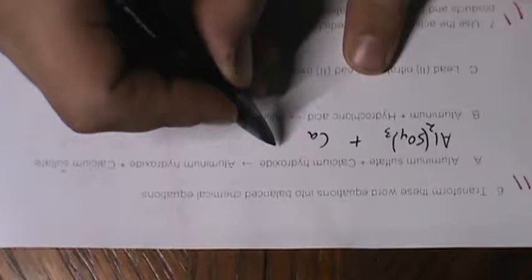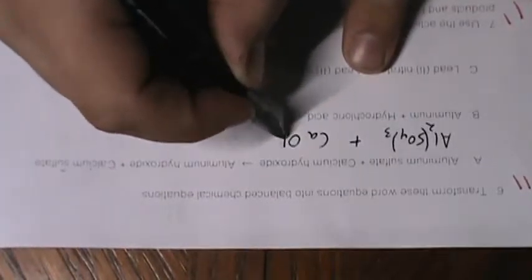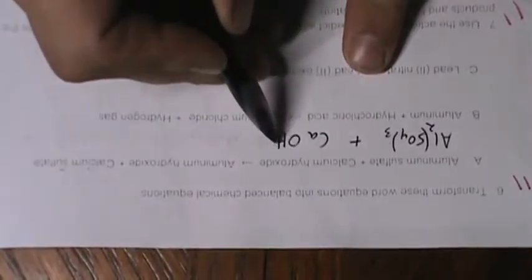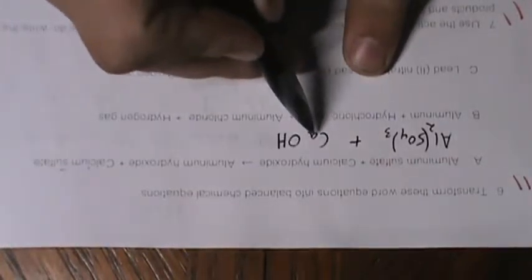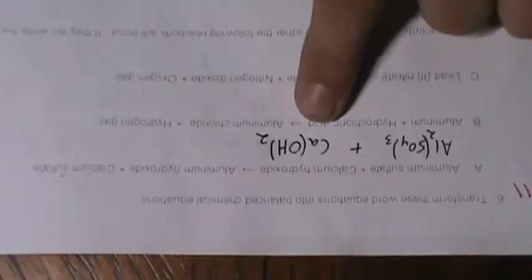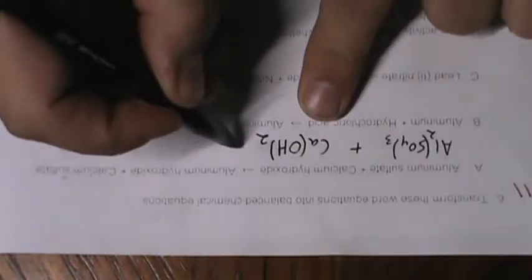Write the symbols, Ca, and hydroxide, we go to our polyatomic chart in our reference tables. We look it up and find that it's an OH, and it has a -1 charge, while calcium has a +2. So we will need 2 of these hydroxides to balance out the charge from calcium. Then we draw our arrow and do our products.